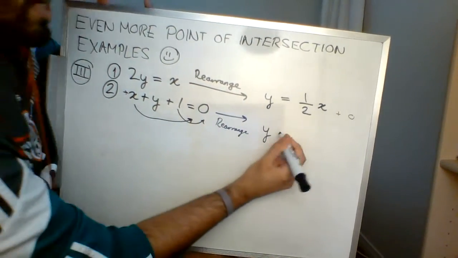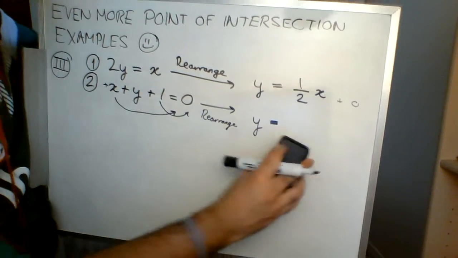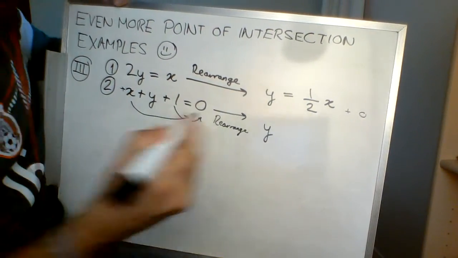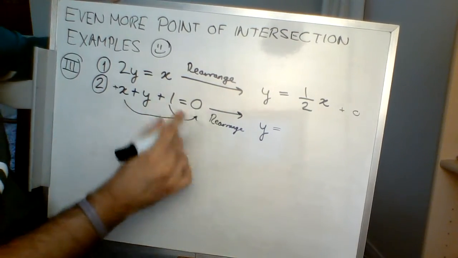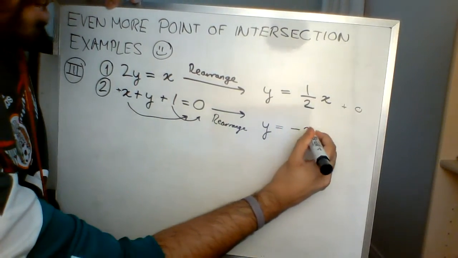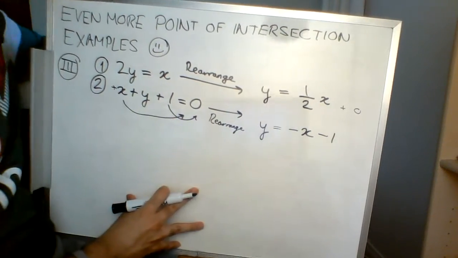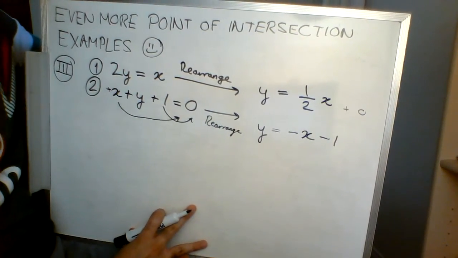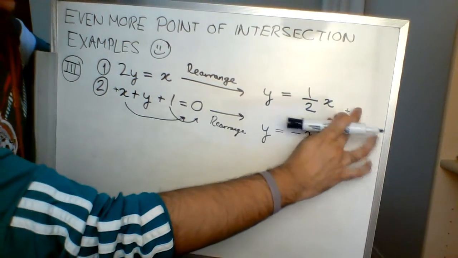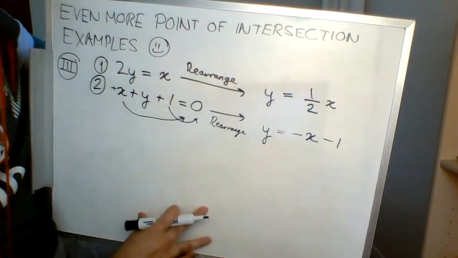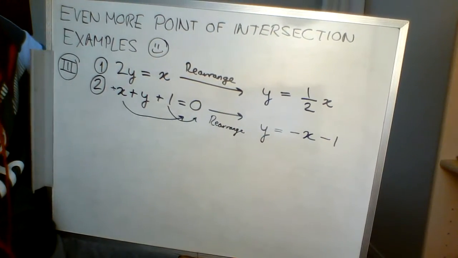So the y stays by itself. We have an equal sign. Y equals, and then when the positive x goes over, it becomes negative x, and when the positive 1 goes over, it becomes negative 1. So there we go. Now we've rearranged the two equations into a more familiar form. We don't really need the plus 0 there. But there are the two equations of the lines that we're using in this problem.